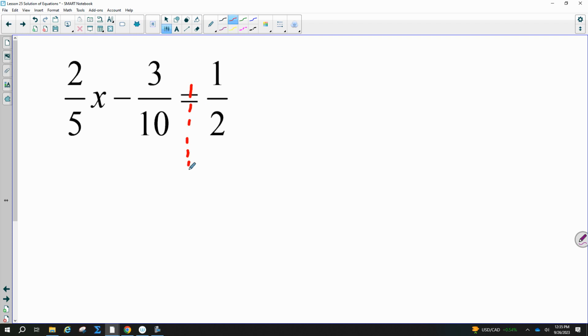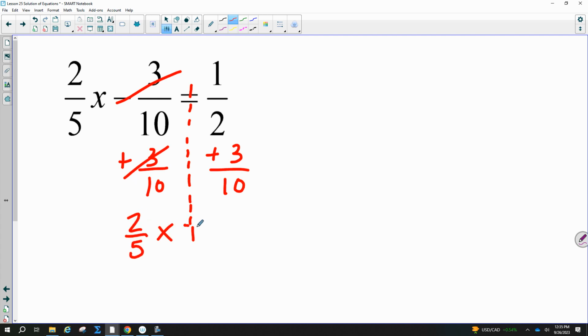All right. Do I want to get rid of the 2/5 or the negative 3/10 first? Yes. How do I get rid of a minus 3/10? Yes, we've got to do the opposite. We're going to add 3/10 to both sides so that it cancels here. And on the left-hand side, we're left with 2/5 x. Then I have my equal sign. All right, and now I have to add 1/2 and 3/10.